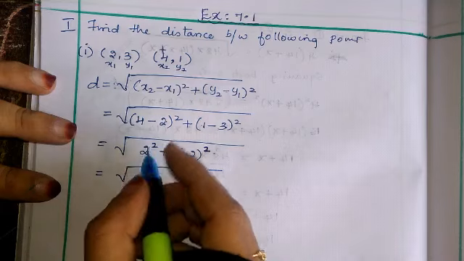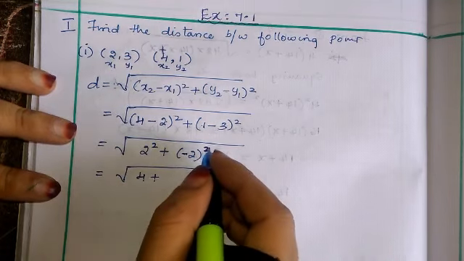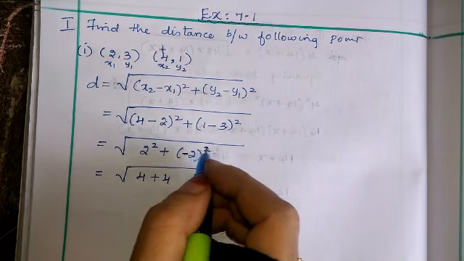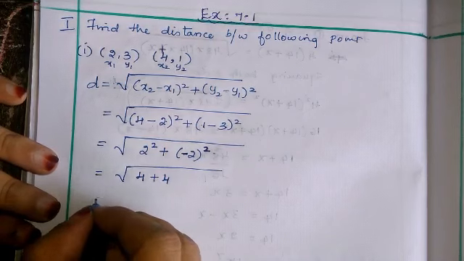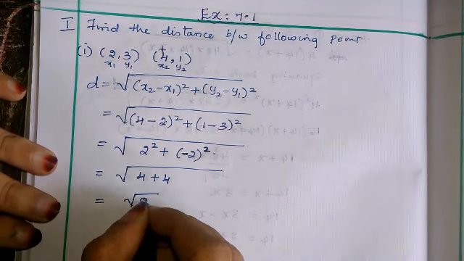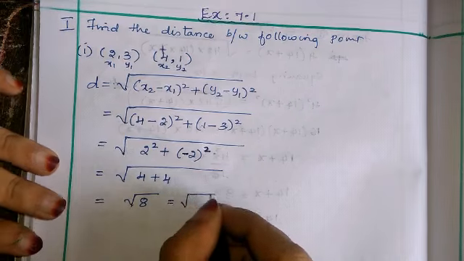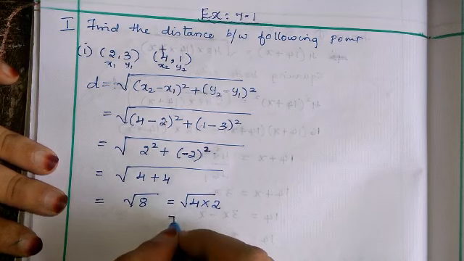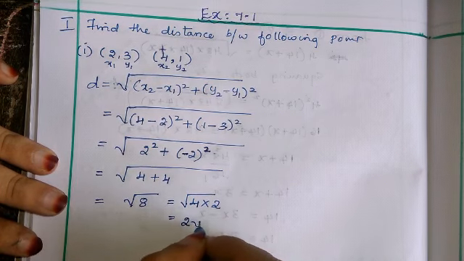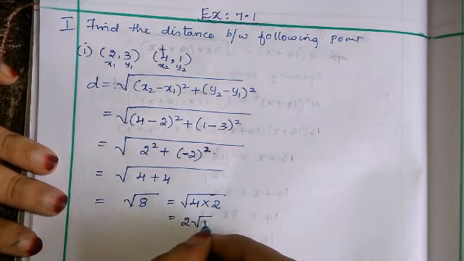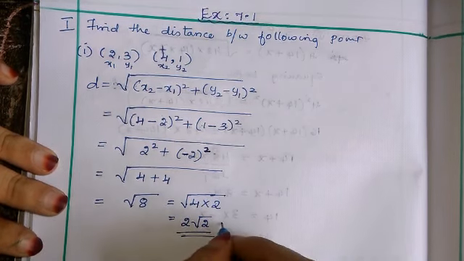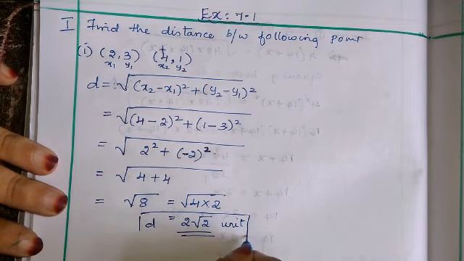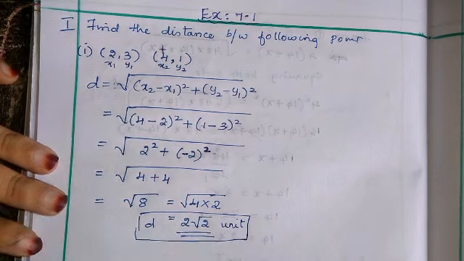So 2 square is 4, and minus 2 square is also 4, because a negative sign with a square is positive. So 4 plus 4 is nothing but 8, and we know that 8 is 4 times 2. So root 4 is 2, and inside the root 2 stays as it is. So this is the answer for the first question. We got the distance as 2 root 2.